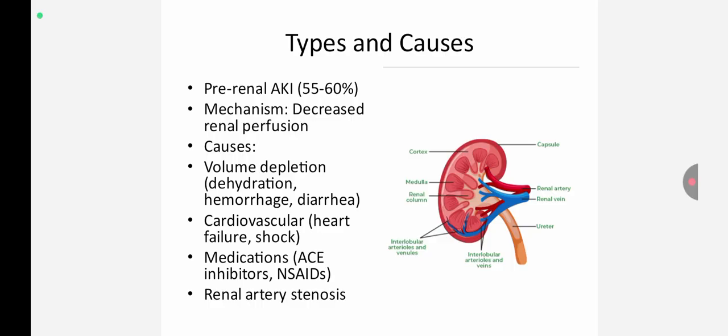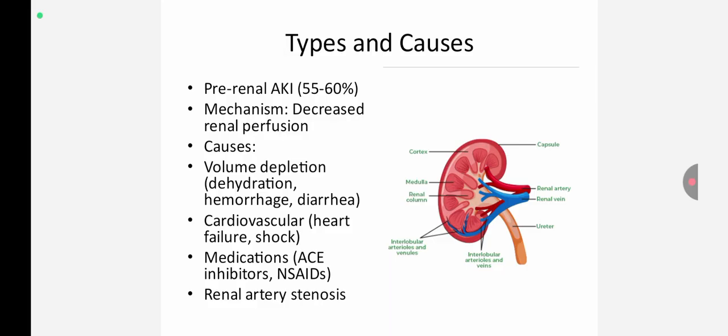So what are the types and causes? The types of acute kidney injury are actually classified based on the location of the injury. The location of the injury, whether it is before the renal system or inside the renal system. So when we say inside the renal system, now we are talking about everything that has to do with the nephron, or after the nephron, that is postrenal, after the kidney.